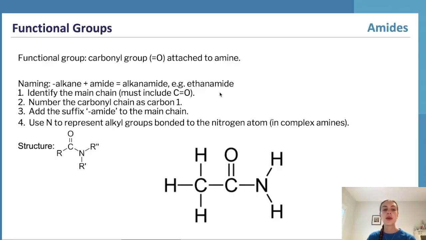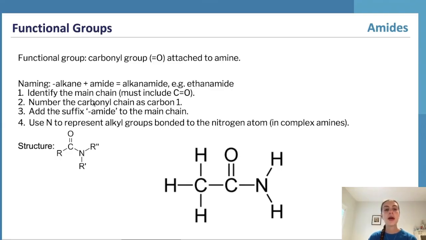So with these ones here, we also need to have a naming process because they are quite complex to name due to all of the substituted groups which can go in the location of where the hydrogens were in the original ammonia molecule. So it's very similar to naming amines, where first of all we must identify the main chain. That main chain is the one which contains the carbon with the double bonded oxygen, so the carbonyl group. And so in ethanamide, that's this chain here where we can see we've got 2 carbons, the one closest to the nitrogen having the double bonded oxygen carbonyl group.